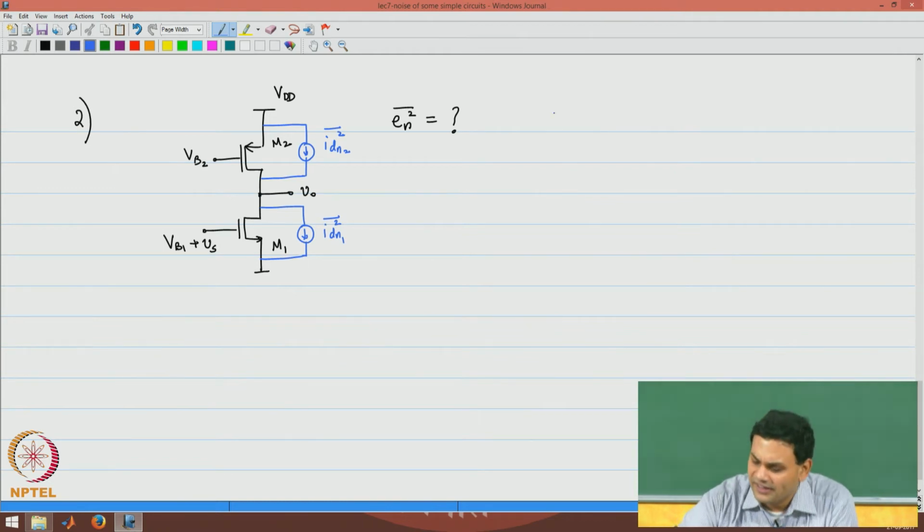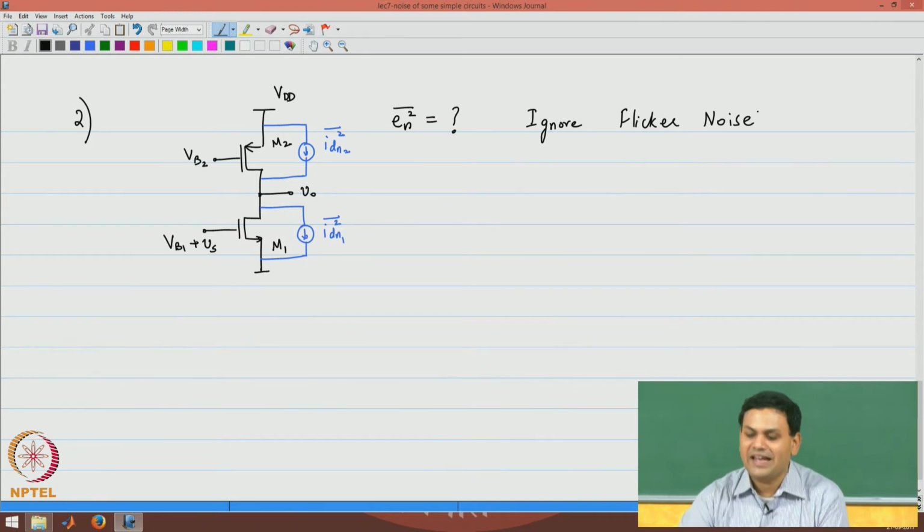For this particular example, I will ignore flicker noise, but please note that it is very easy. The behavior of the circuit for flicker noise is almost exactly the same as that for thermal noise. The only difference is that flicker noise is frequency dependent, whereas thermal noise is not; it is white noise.